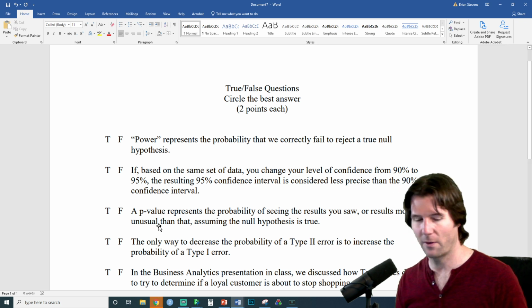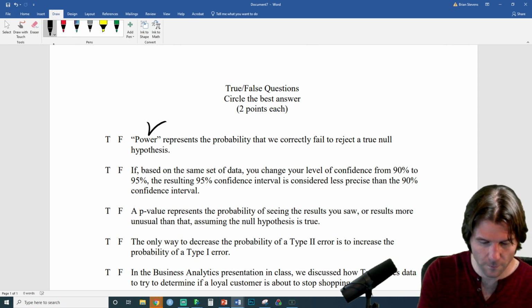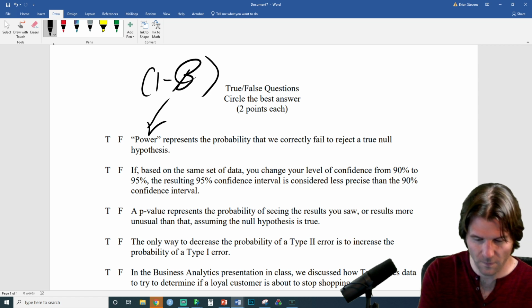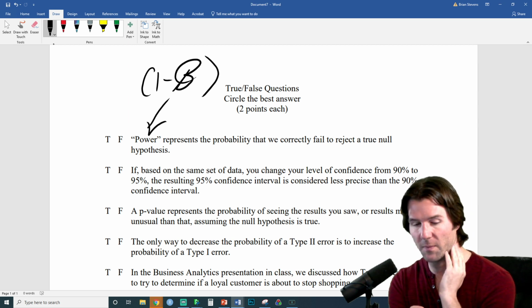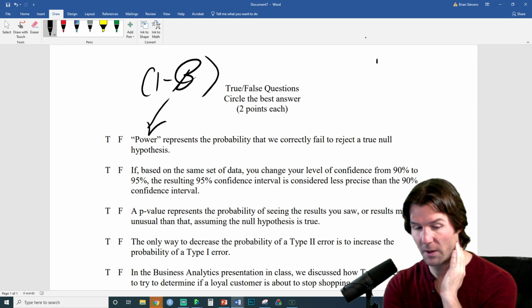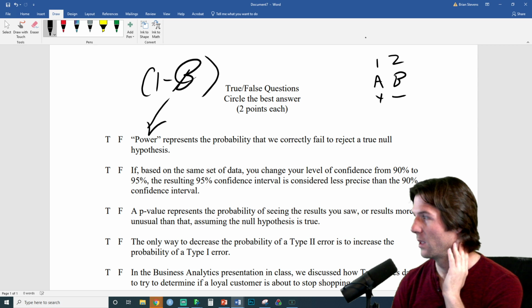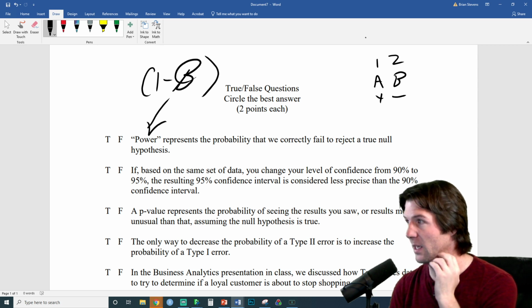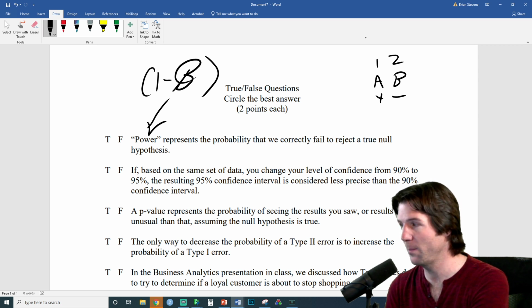Lots of good things going on right here. But let's slow this down. Power is 1 minus beta. You must know what alpha and beta are. Here's how you remember what alpha and beta are. 1, 2, A, B, plus, minus. So alpha is a what? Alpha is a type what error? Alpha is your type what error rate?